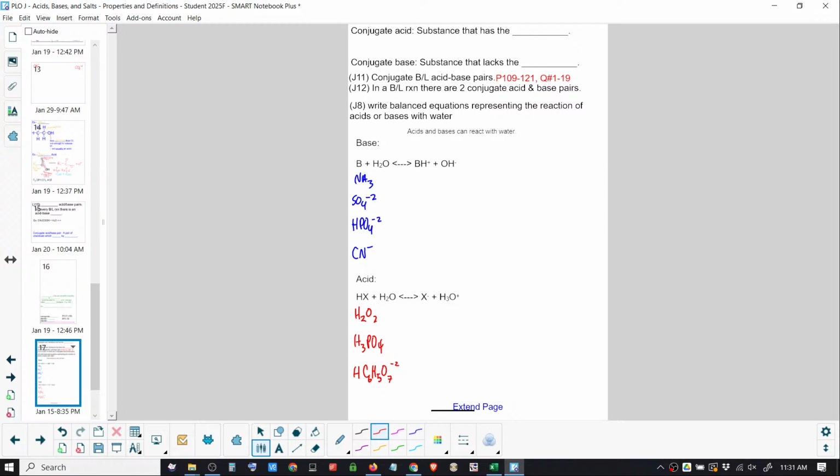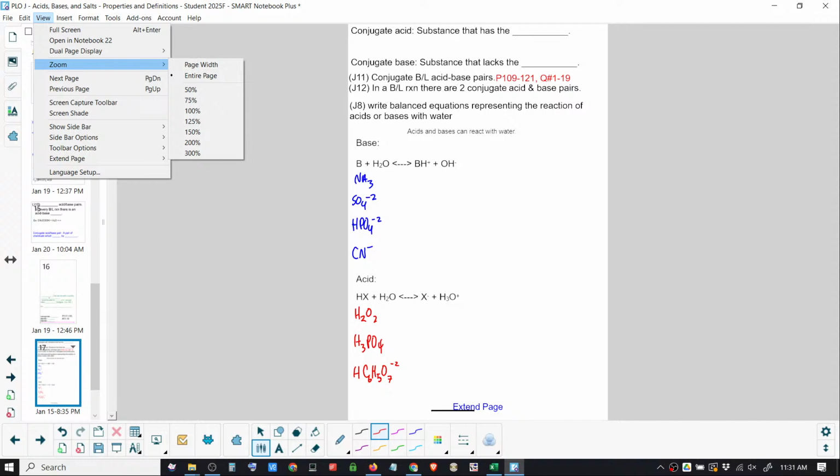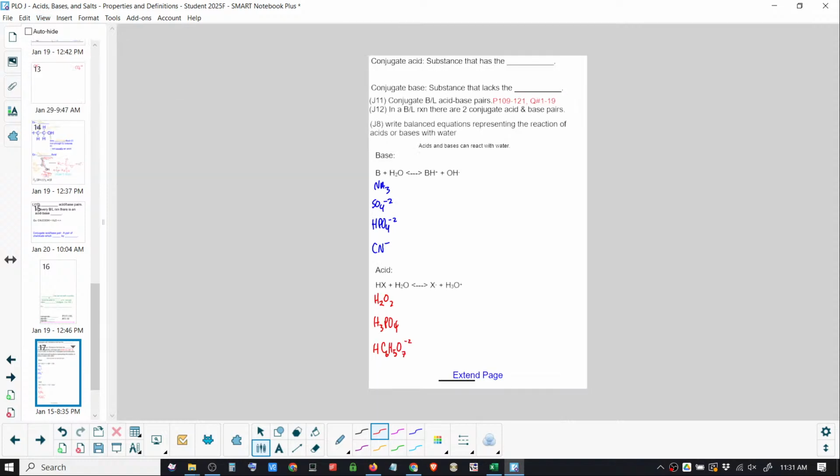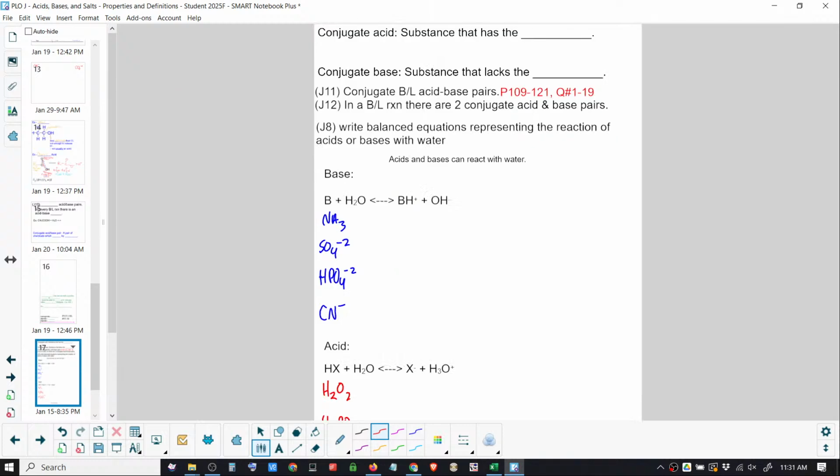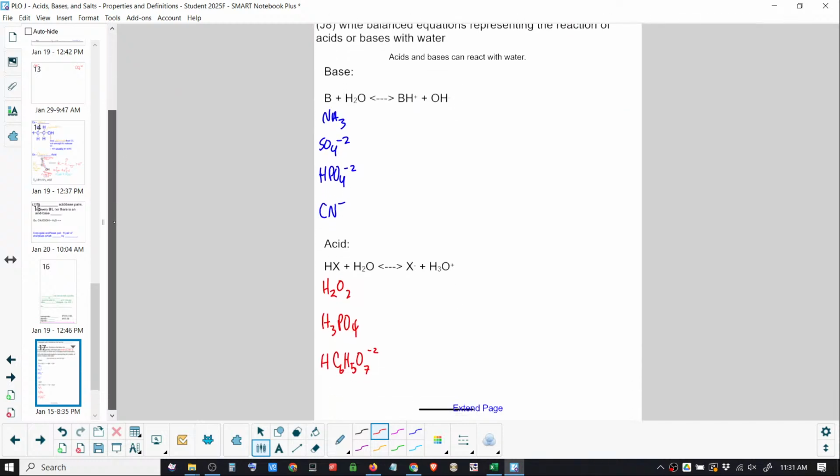HPO4 here. View, zoom, go 50%. Oh, no. View, zoom, 75%. Is that better? Might be better. There, that's a little bigger. Is that a little easier to see? Once you have them all, have a seat, but please double check your charges.